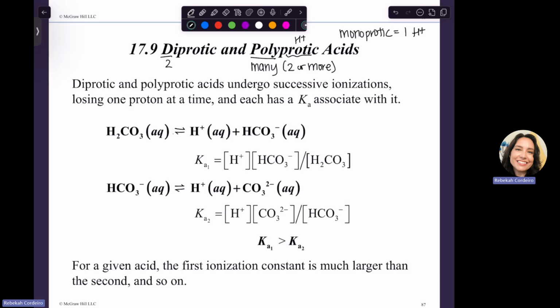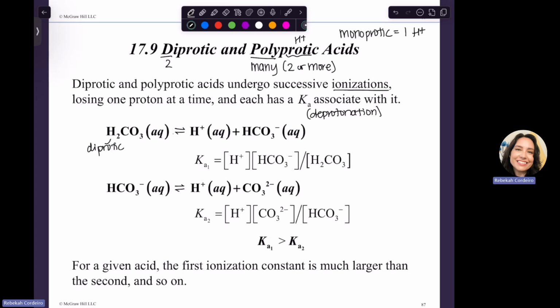So for example, carbonic acid is diprotic because it has two hydrogens. It gives off one proton at a time. We call this deprotonation, giving off a proton. You also can think about it as ionizations, dissociations. There's a few different words we can use here.